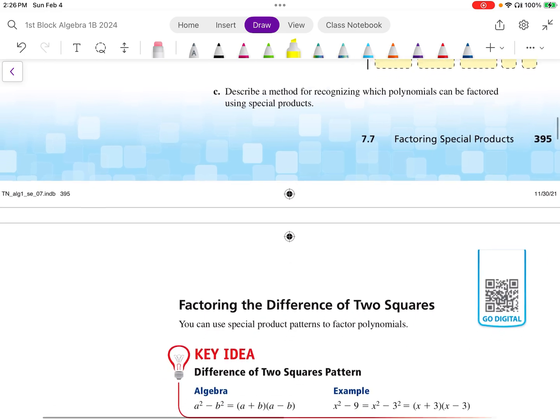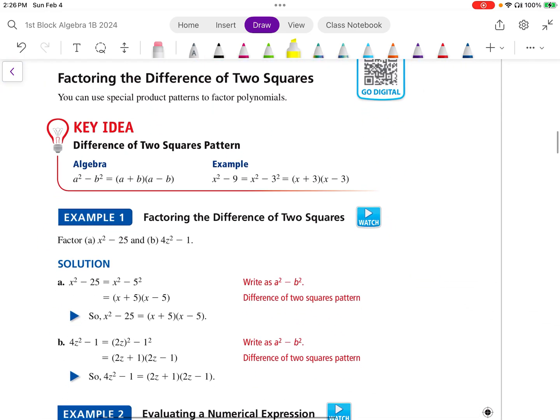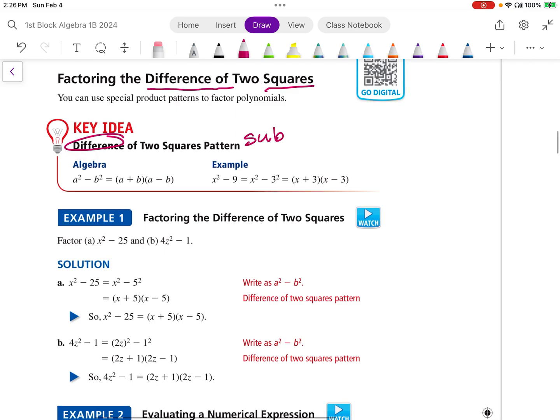So if we scroll down, the first special product we're going to be looking at is factoring the difference of two squares. Difference of squares, this is called. So obviously, since we're looking for a difference, we're looking for subtraction. And we're looking for two perfect square numbers, or variables, to be subtracted one from the other.